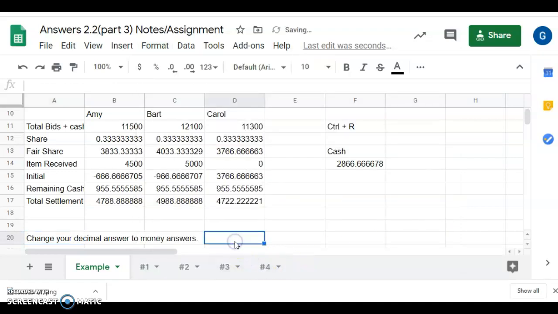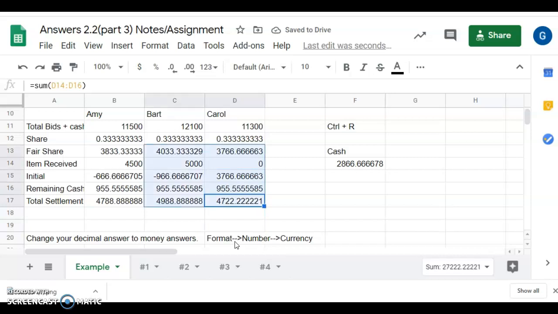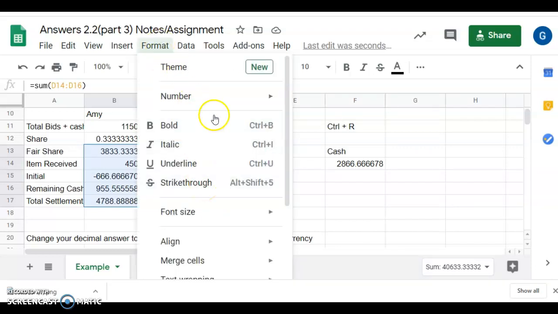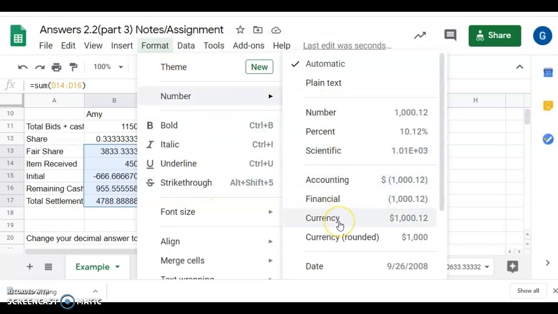So we actually need to highlight what we wanna change. So change your decimals. So I'm gonna write the direction. So we went format, then we went to number, and then we went to currency. Or you can use the accounting ones too. So I'm gonna highlight the ones that I wanted to change back to money. Okay. The share wouldn't be money. If you wanna change that to percent, that's fine. Otherwise you can just leave it. But these are the ones that should be money. So now I'm gonna go back to that format and then number and then currency.